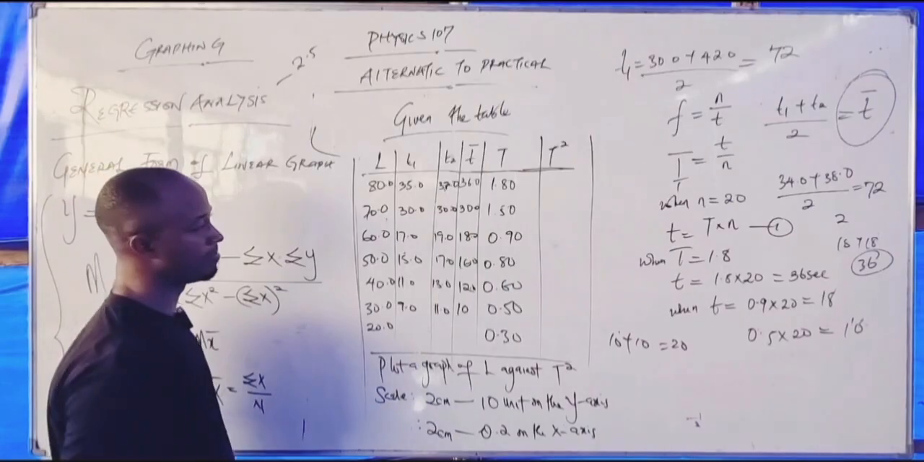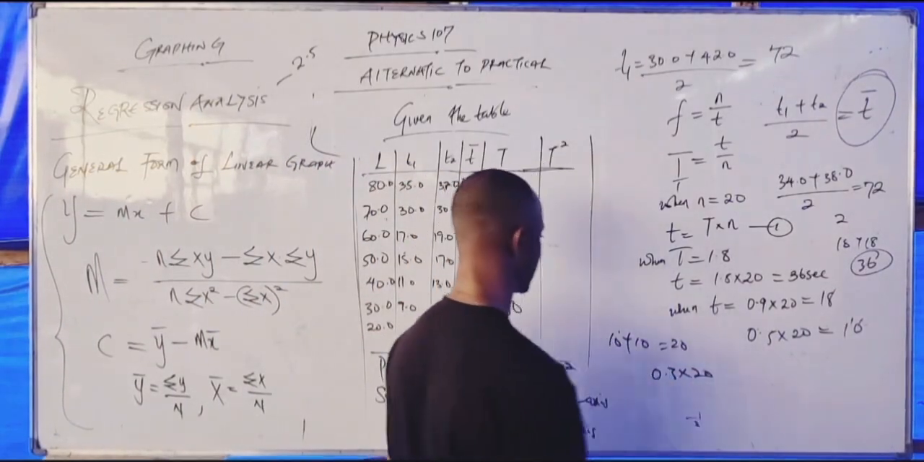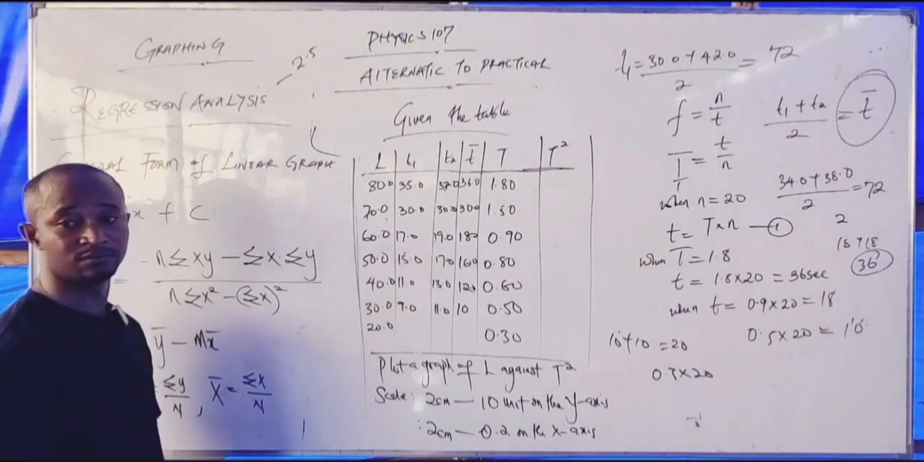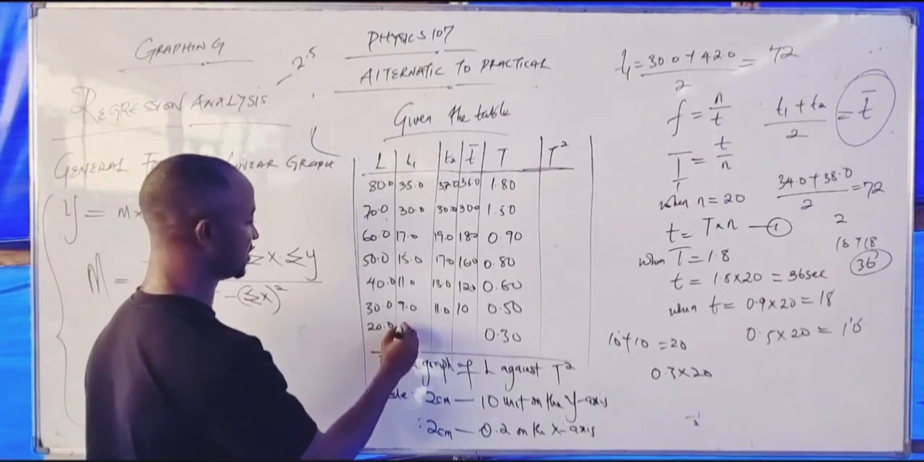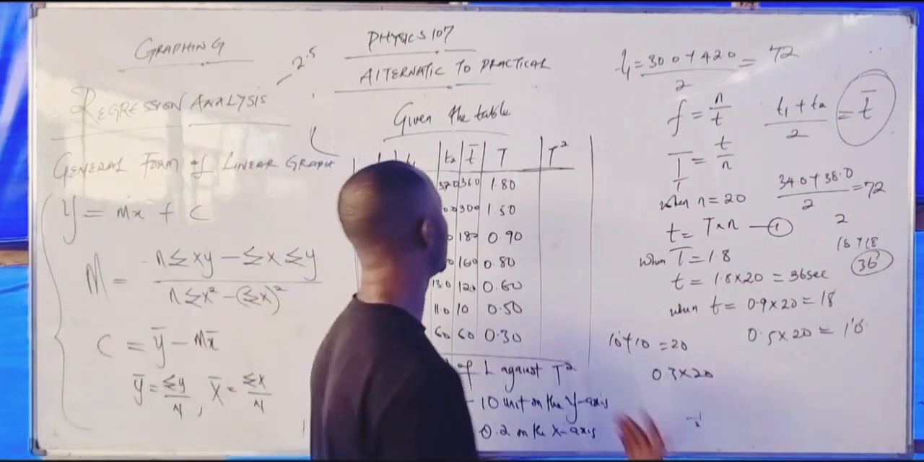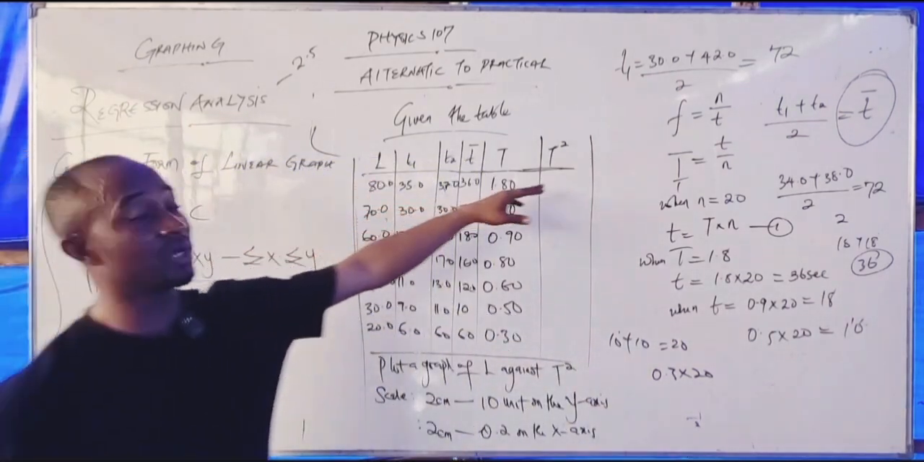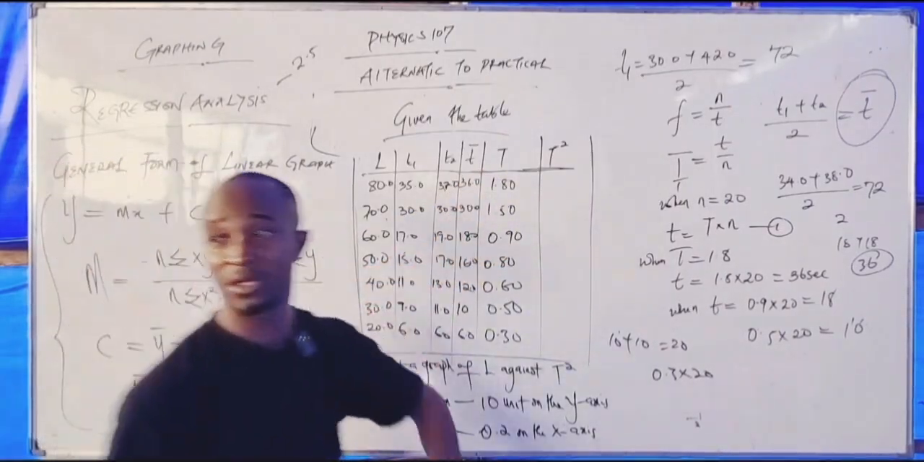What about this? 0.3 times 20 is what? 6, Abi? Let us use it to be 6.0. We are done with it. Now we have to plot a graph of what? Our T square, Abi? T square means the square of this. What is the square of 1.80?